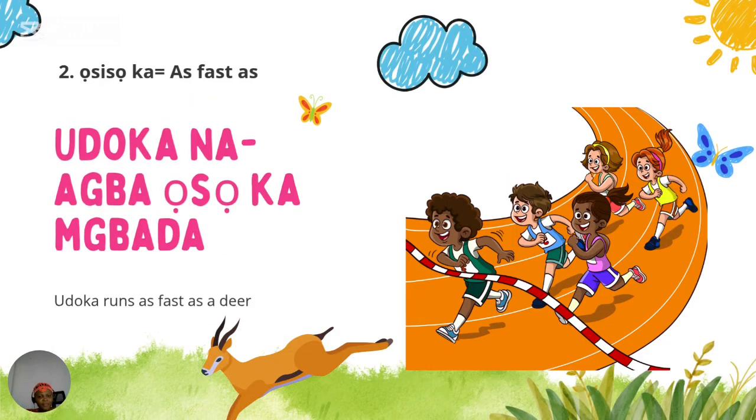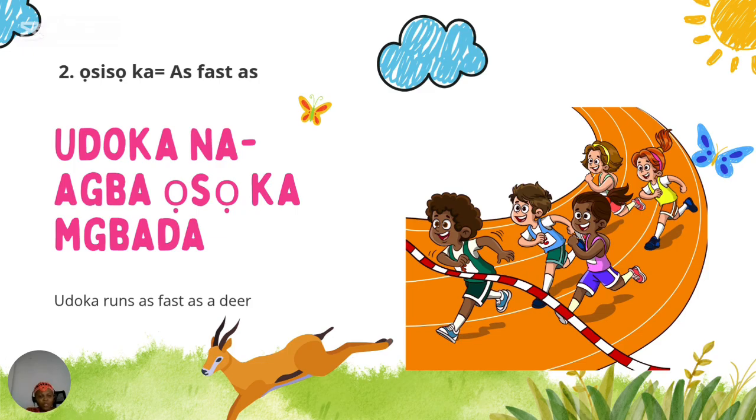Moving on. The next thing we see is ọsịsọ ka. Ọsịsọ is when you want to be fast. Have you heard your mom or your dad say ọsịsọ? It means as fast as. Now let me read that sentence in pink. It says Udoka na-agba ọsọ ka mgbada.